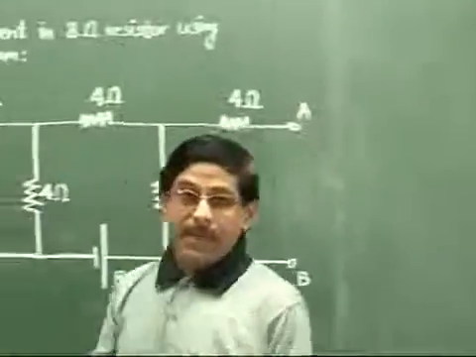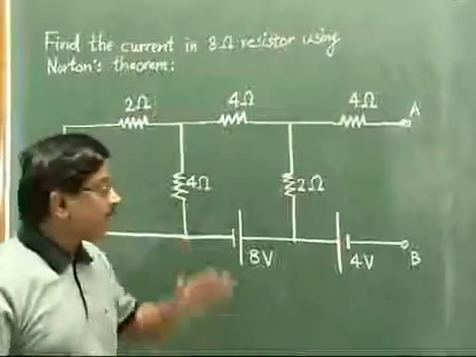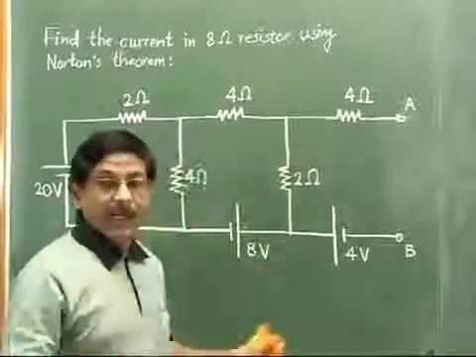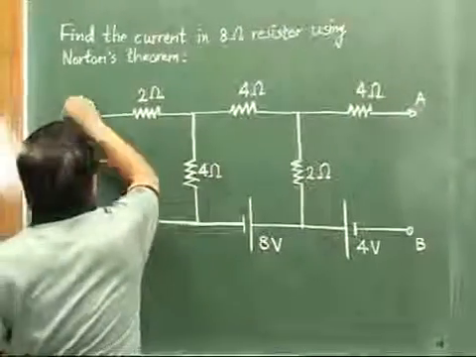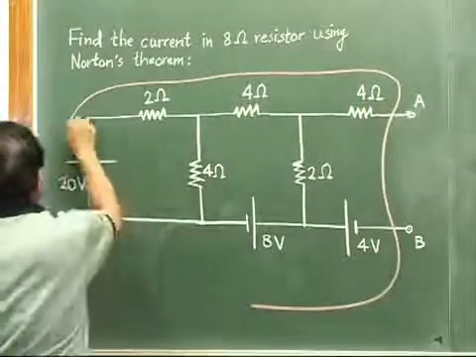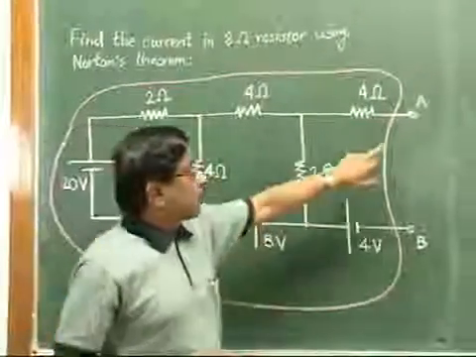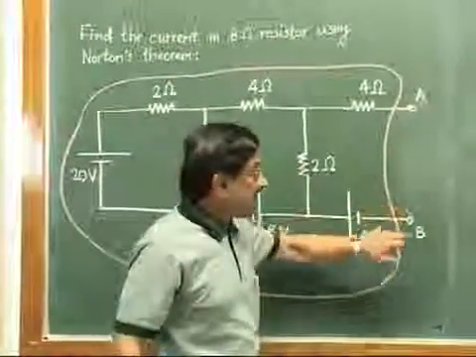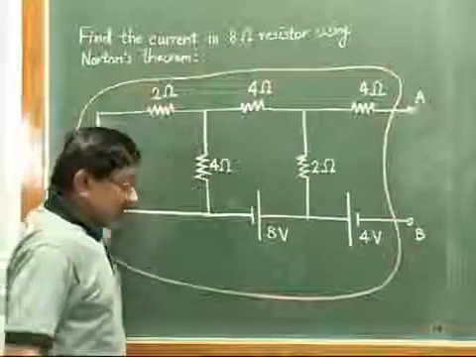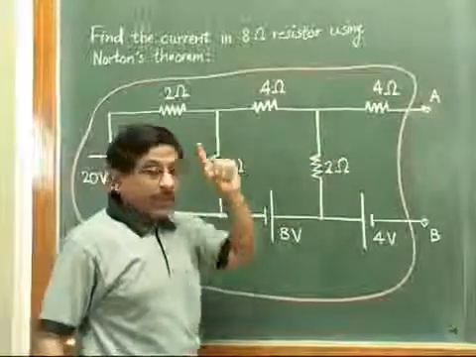Now we get something here after removing the load resistor. We call this type of circuit a 2-port network. I will enclose the entire network in such a box. So we get the 2 open ports A and B, and then the remaining entire circuit is enclosed in this red line area. Now this was step 1.